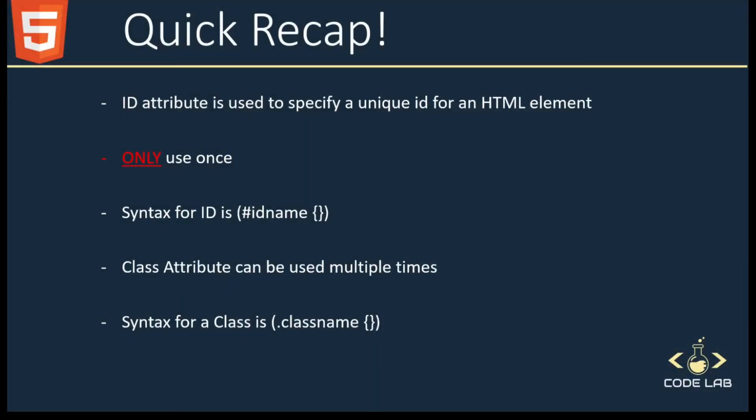So as always guys, just a quick recap on the key points of the lesson. The ID attribute is used to specify a unique ID for a HTML element. We learned that you can only use this once, and the syntax for an ID is hash ID name curly braces. We learned about the class attribute and how it can be used multiple times, and the syntax for the class attribute is dot class name followed by curly braces.